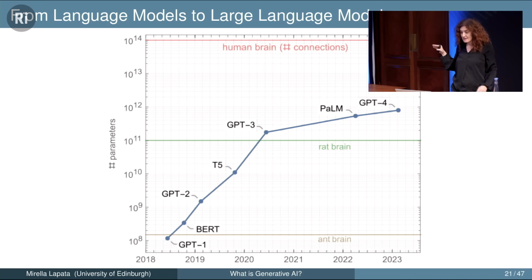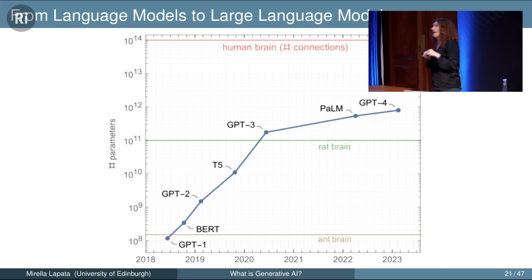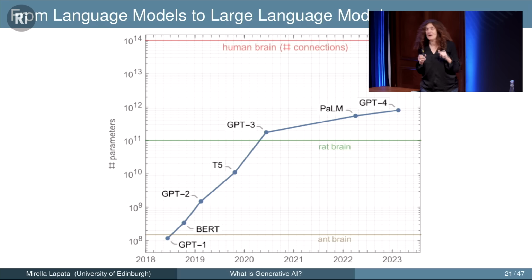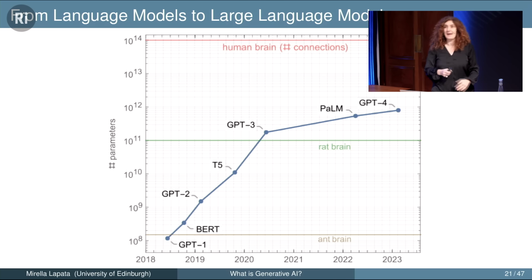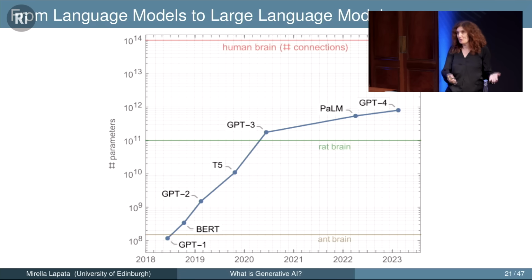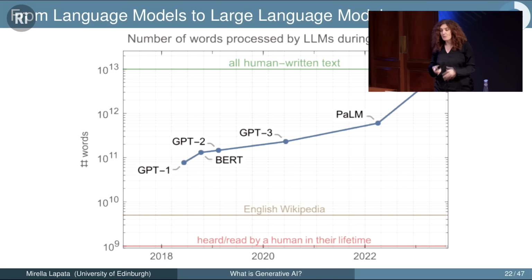And you can see here the ant brain and the rat brain, and we go up to the human brain. The human brain has not 1 trillion, 100 trillion parameters. So we are a bit off. We're not at the human brain level yet, and maybe we'll never get there. And we can't compare the GPT to the human brain, but I'm just giving you an idea of how big this model is.